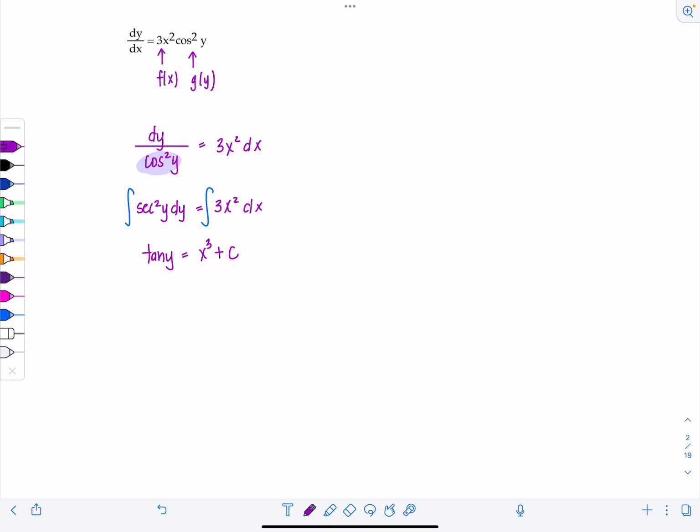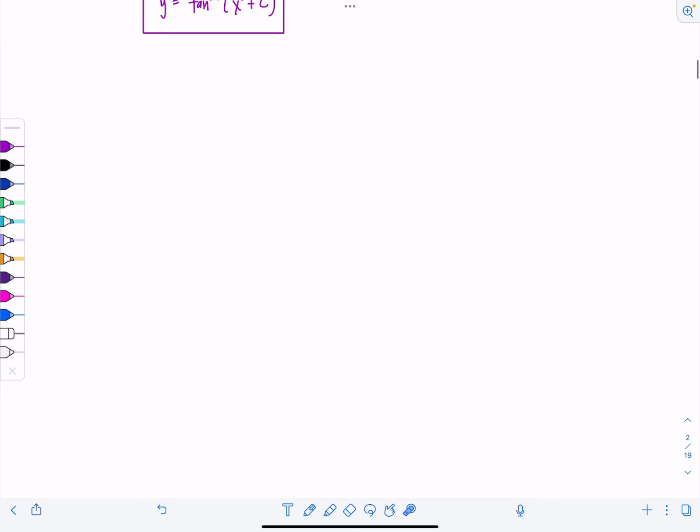And then to get y by itself, we can just apply tan inverse to both sides. So y equals tan inverse of x cubed plus c, and then I would just leave it like that, okay? Don't invent some fake distributive property that doesn't exist. Don't be doing this kind of nonsense. The math police are going to come and lock you up. Okay, good. Separable, I think, are pretty easy and fun.